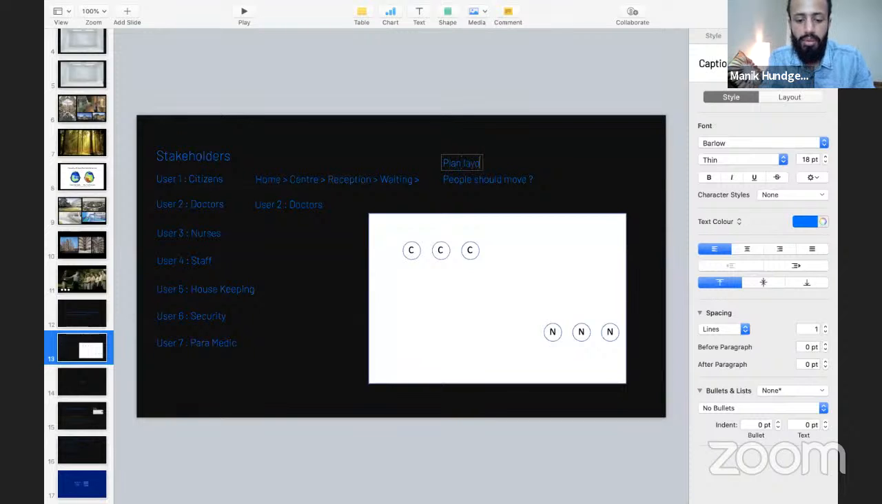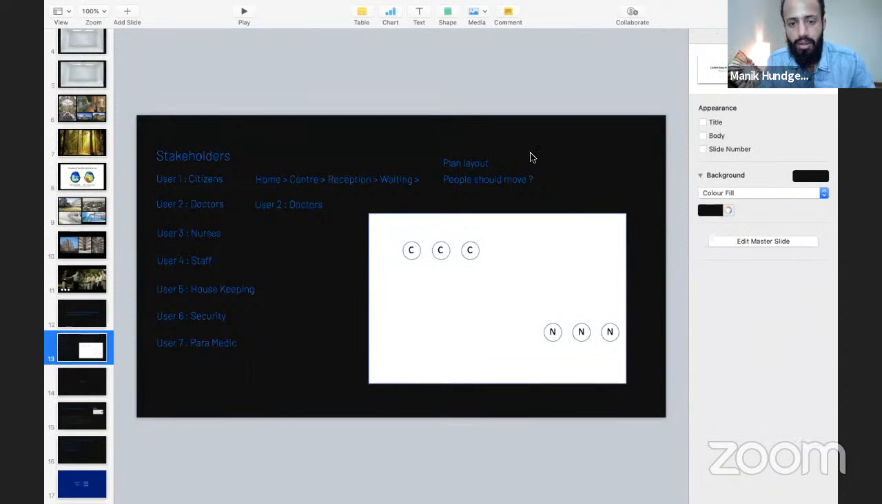I mean, plan a layout. So if you're making a layout, what you have to do is after making it, just click a picture and upload it to that document, the link that I had shared, so that everyone can see it and we can also discuss things.